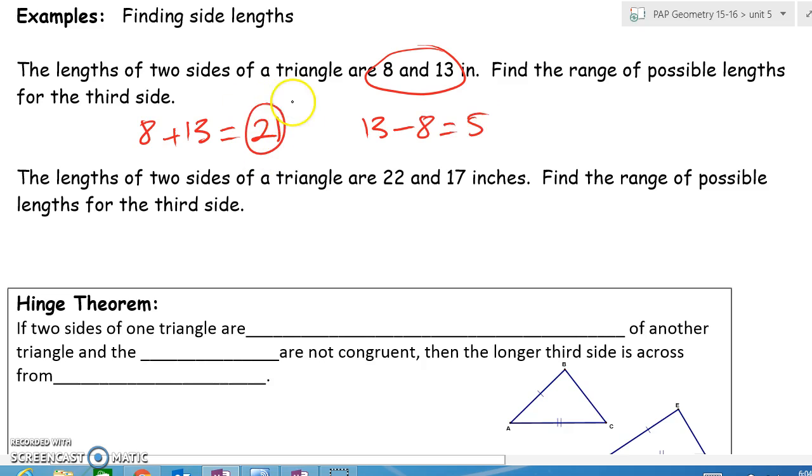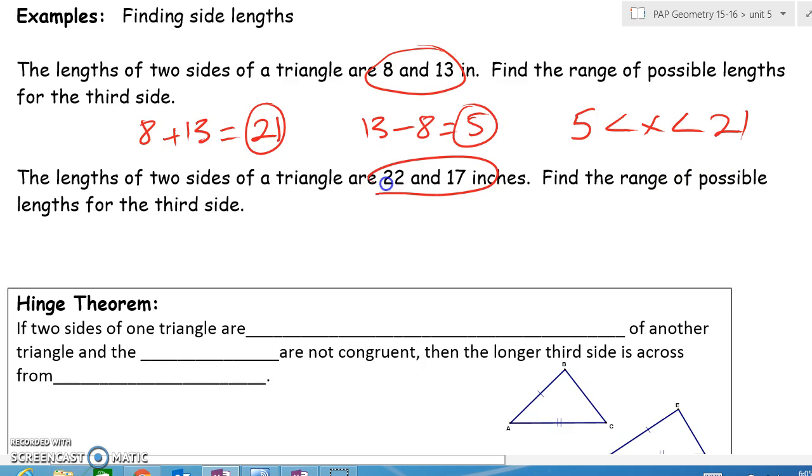And so this is your range. It's between 5 and 21, and it cannot be equal to. So do not say that, because that would be wrong. You have to say it's greater than 5 and less than 21.